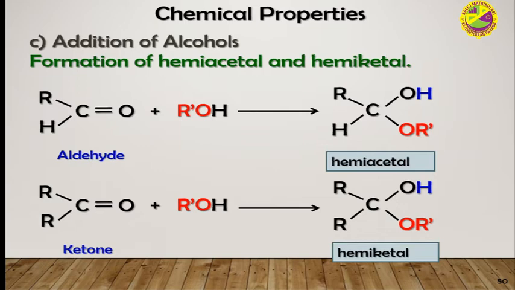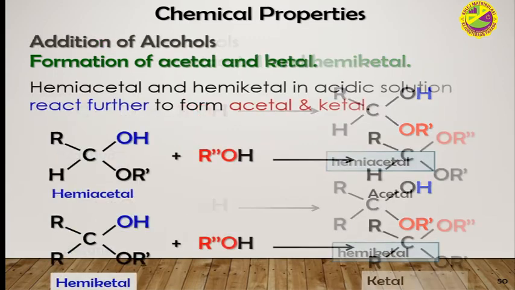is lost and the product will be a carbon attached to OH and another single bond attached to OR from the alcohol. If we have a ketone that reacts with an alcohol, the product will be a hemiketal. The carbon double bond O is lost and now the carbon is attached to OH and another single bond attached to OR from the alcohol.